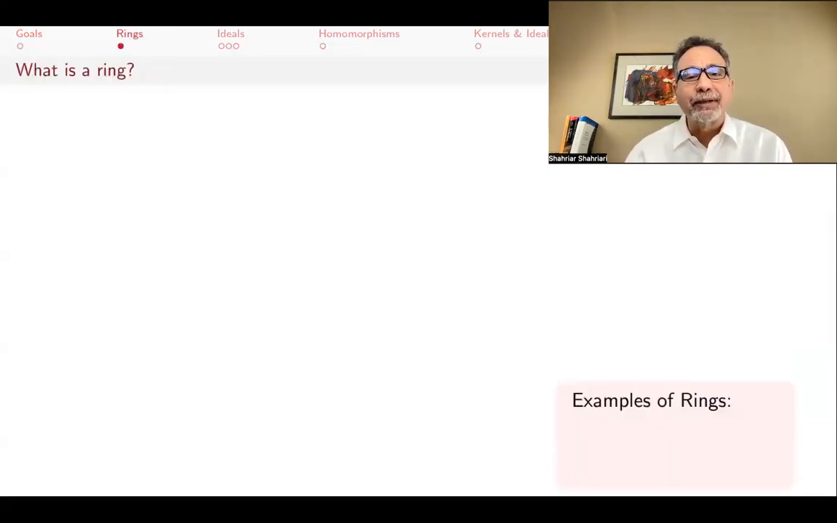So let's just think about some examples. A ring is a place where you have two operations. The integers are a prototypical ring. With the integers you can add and you can multiply, and because you can add, you can also subtract, but you can't divide, because 2 divided by 3 would be 2/3, and that's not an integer.